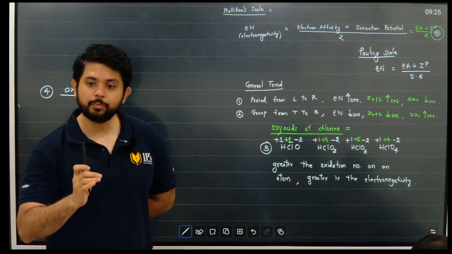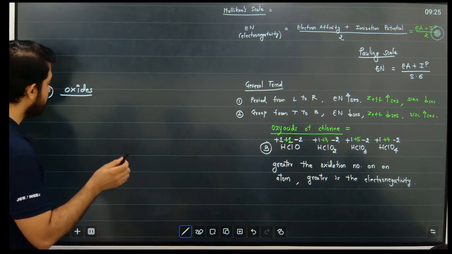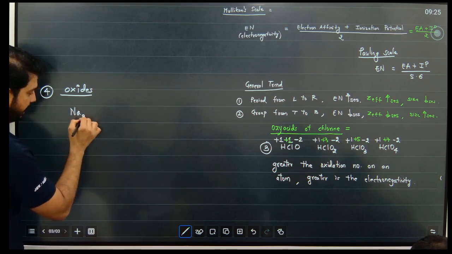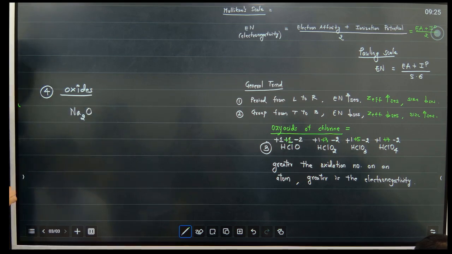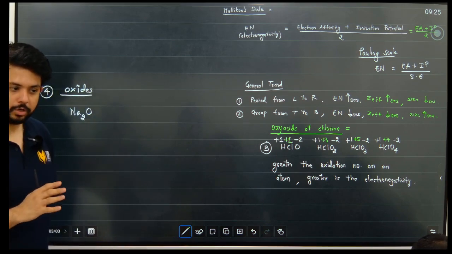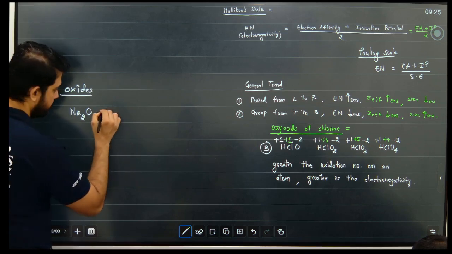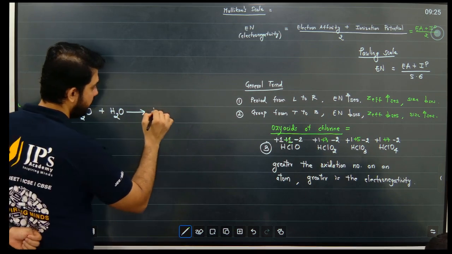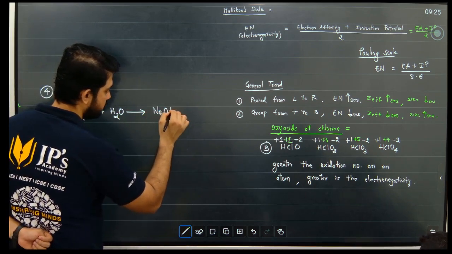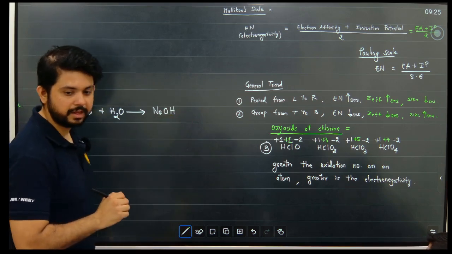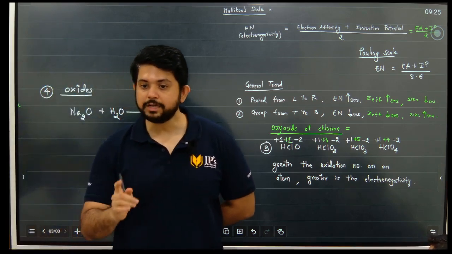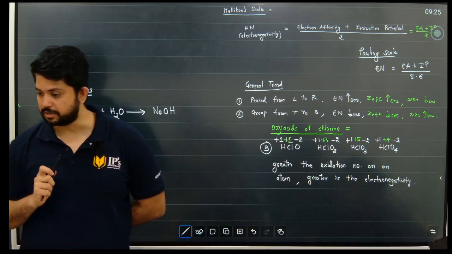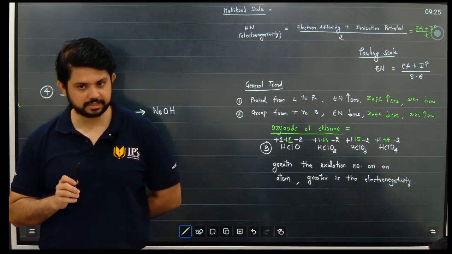Can someone tell me a group 1 oxide? Let's say I take sodium. So an oxide of sodium is, excellent, Na2O. Now when you put Na2O in water, what is formed, 10th standard? Excellent, NaOH. We have learned in 10th standard that oxides of group 1 elements are basic in nature. Have we learned something like this in lower standards?